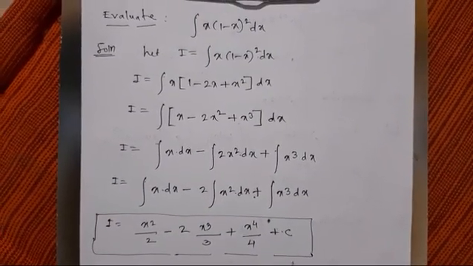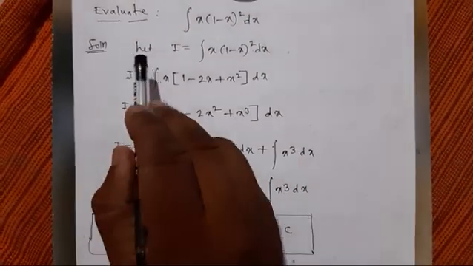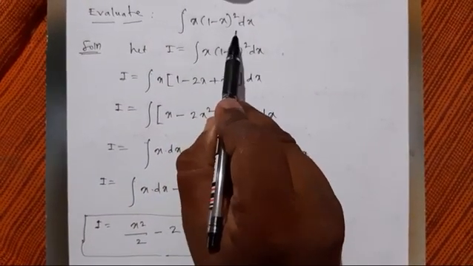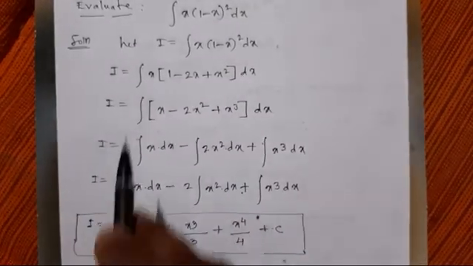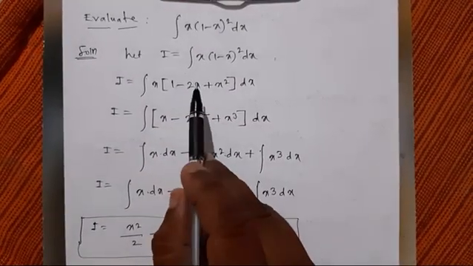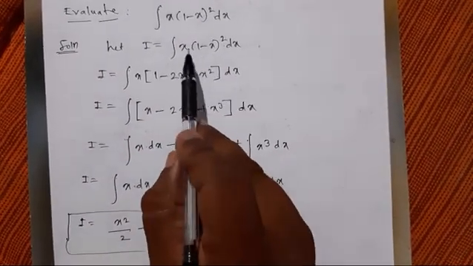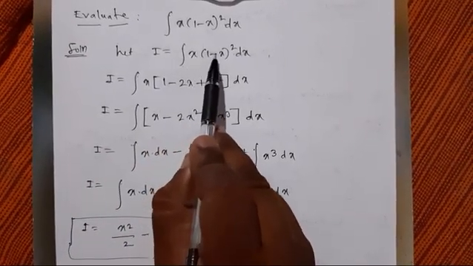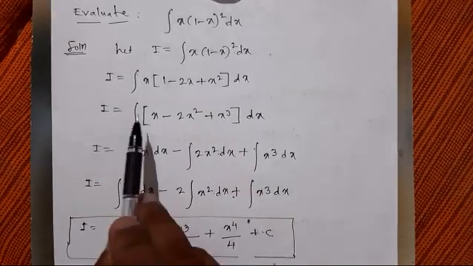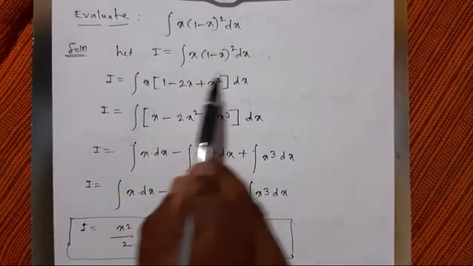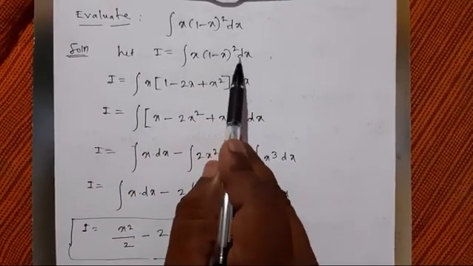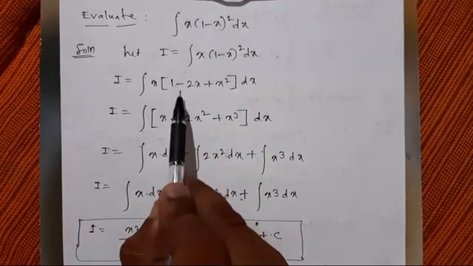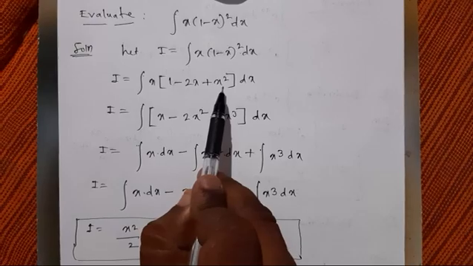Now we will take one more example. Evaluate integration of x into bracket 1 minus x whole square into dx. So first I will simplify this one. Let us consider I equal to integration of x into 1 minus x whole square into dx. I will write this x as it is, and I will simplify this 1 minus x whole square using the a minus b whole square formula. It becomes 1 minus 2x plus x square.